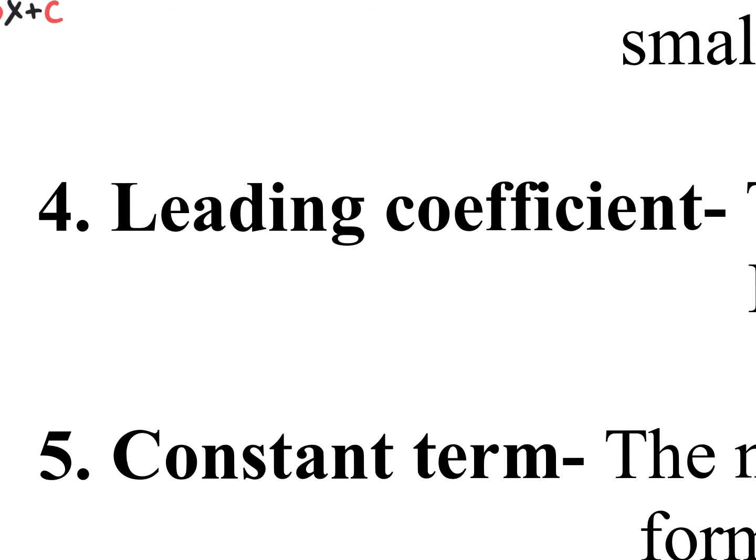Leading coefficient. Well, let's begin with the word coefficient. What does coefficient mean? That's the number that tells you how many of that term you have. It's the number in front of the variable. So, for example, if I have 5x, the coefficient is the 5. The variable is x, right? So coefficient is the number that's in front of your variable, okay?